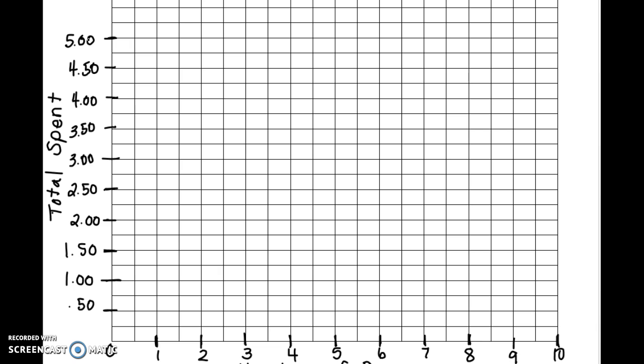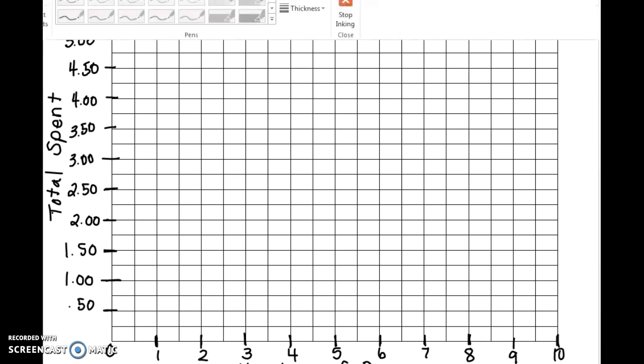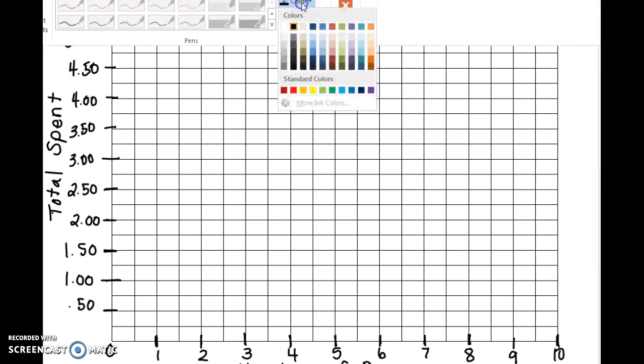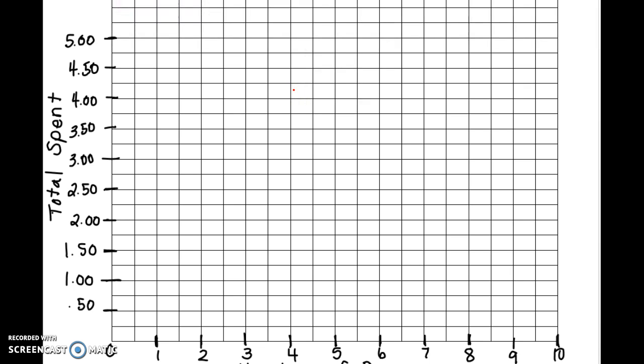Every 2 lines is 50 cents. I did skip 4 and that became $1, which means 2 lines is 50 cents. Okay? So what I'm going to do now is choose 2 different colors. And the other thing is, don't graph both people and then connect the dots. Graph one set of data, connect the dots. Then graph the other set of data. So let's do Matthew first, okay?